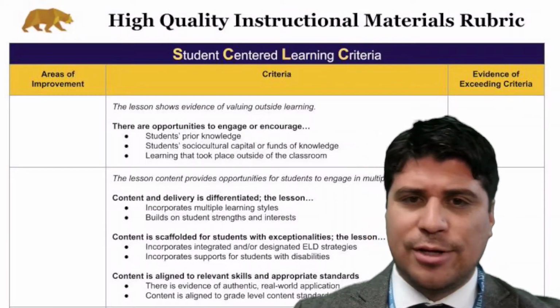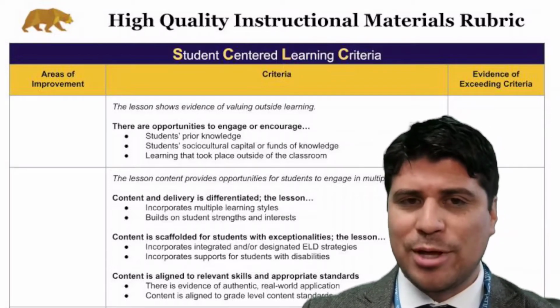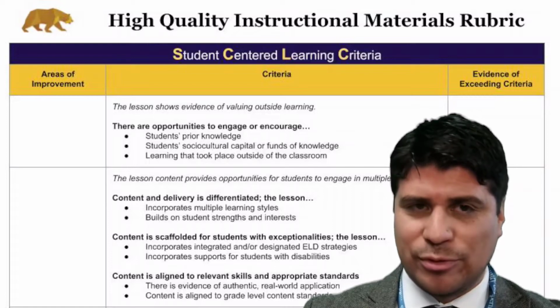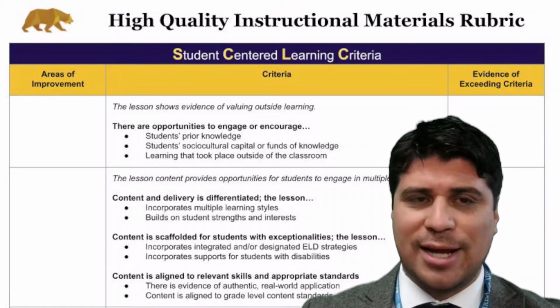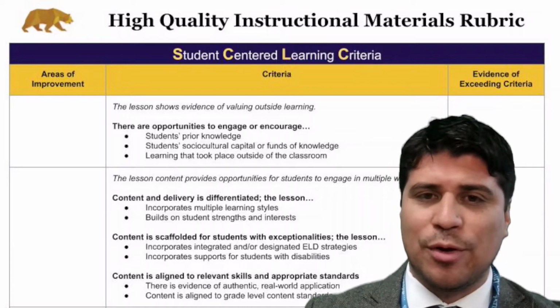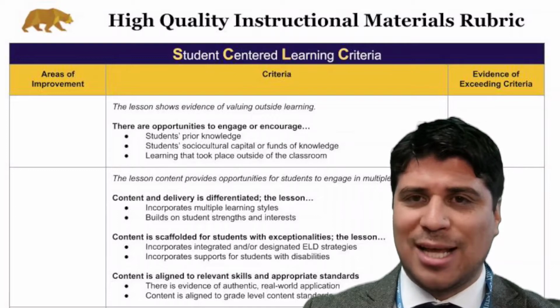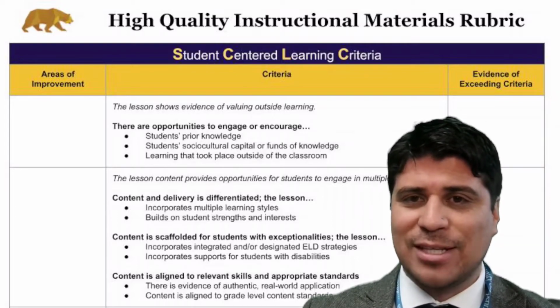The first thing you're going to notice is that this is a single column rubric, and we went away from the 3-column rubric that we had before. You're also going to notice that we're not keeping score with this rubric. Simply put, there is an areas for improvement column. That's where we add suggestions and feedback that we have for the lesson and why it did not pass. And on the right-hand side, there's going to be evidence of exceeding criteria.